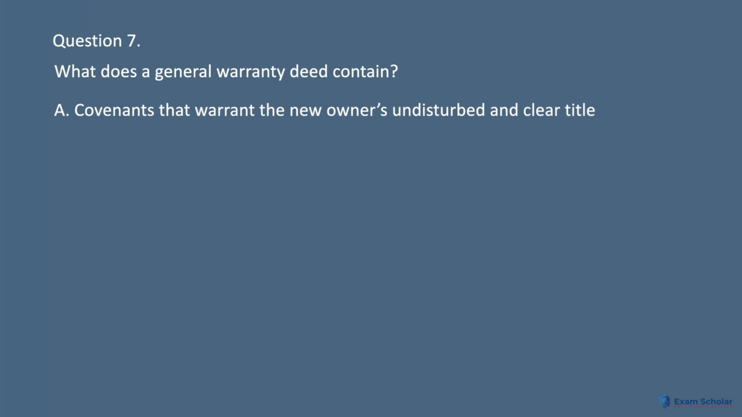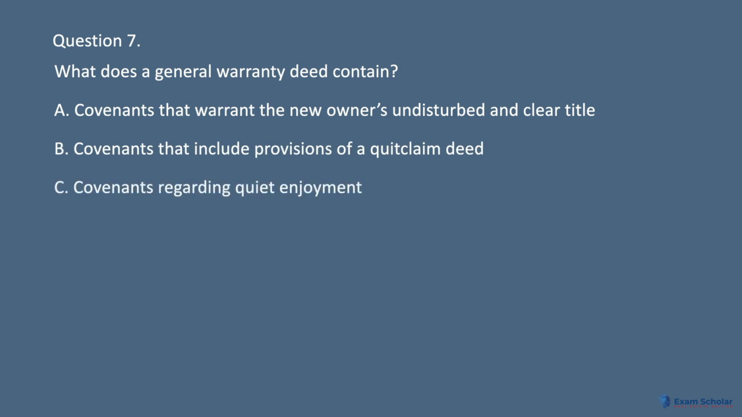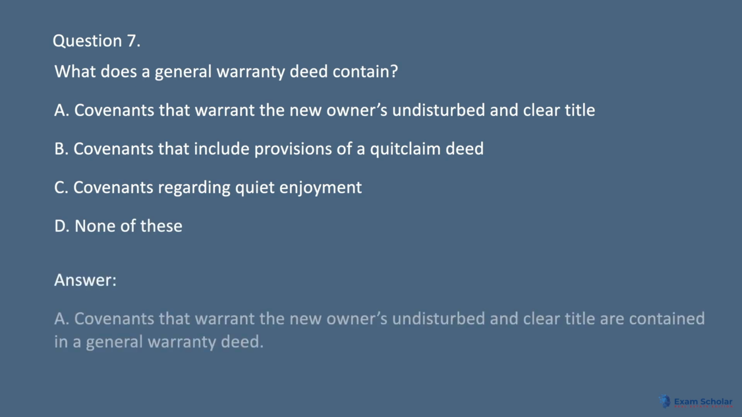Question 7. What does a general warranty deed contain? A. Covenants that warrant the new owners undisturbed and clear title. B. Covenants that include provisions of a quitclaim deed. C. Covenants regarding quiet enjoyment. D. None of these. Answer. A. Covenants that warrant the new owners undisturbed and clear title are contained in a general warranty deed.